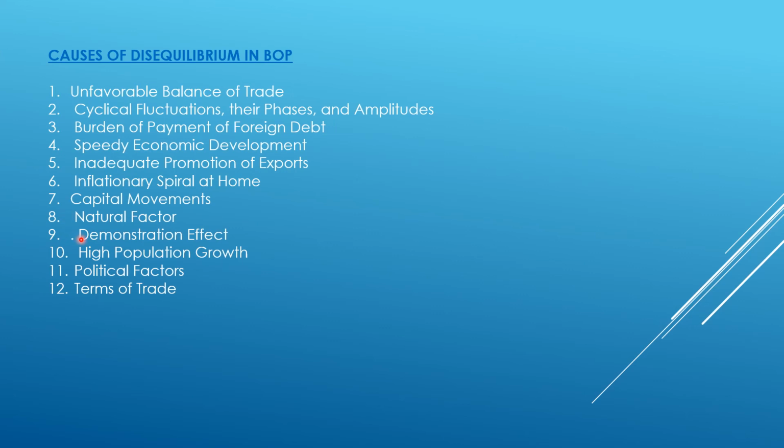The next cause is demonstration effect. It means where people of underdeveloped countries start adopting the foreign pattern of consumption. Due to this reason, import increases and leads to deficit in balance of payment.